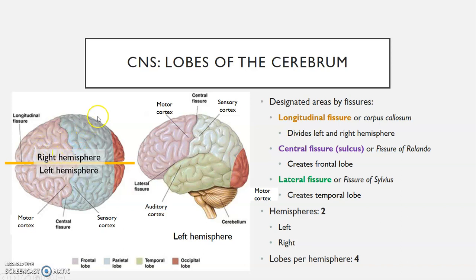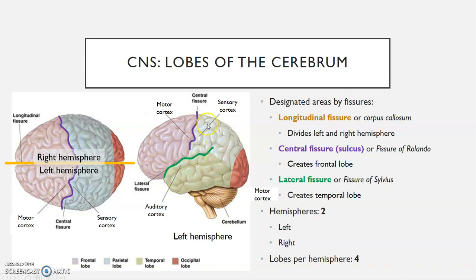Then we have the central fissure, or the fissure of Rolando. It's going to divide kind of the middle of the brain. So it's that deep fissure here in the middle, and it's going to give us the frontal lobe. So this kind of purplish area here in the front is the frontal lobe, and here in this picture we have the frontal lobe. Then we have the lateral fissure. The lateral fissure is only visible from the side of the head, not from the top, and it's going to give us the temporal lobe, and the temporal lobe is highlighted here in green.